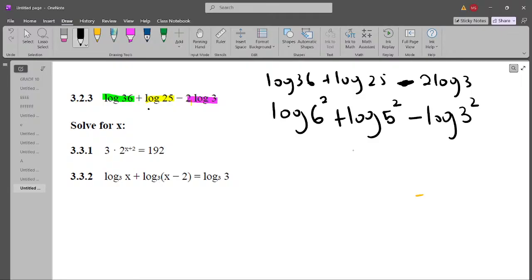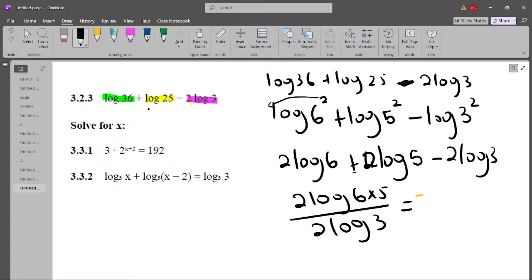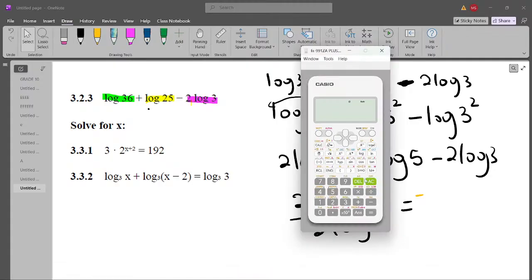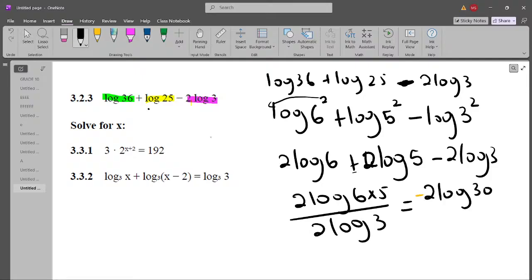Then you can apply the rule, take it that side, you can have 2 log 6 plus 2 log 5 minus 2 log 3. That means in this case, when you are adding, then you can multiply and have 2 log 6 multiplied by 5. This will be divided by 2 log 3. Then this will be equals to 6 multiplied by 5. Let's check. What is 6 multiplied by 5? It's 30. That means here we're going to have 2 log 30 divided by 2 log 3.